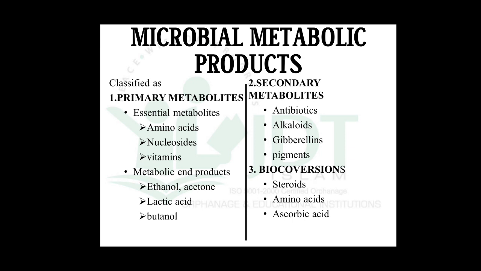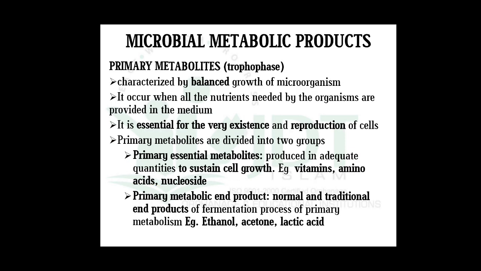Primary metabolites are essential metabolites, which are required for the growth of the microorganism. These are the metabolites produced by the microorganism which are very essential for the existence and reproduction of the microorganism itself. This type of primary metabolite is characterized by the balanced growth of the microorganism. Whenever the growth is balanced, only then are primary metabolites produced. It is also known as trophophase. It occurs only when all the nutrients needed by the microorganism are provided in the media.